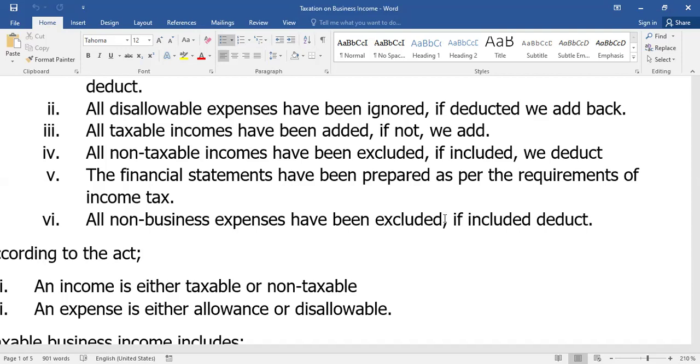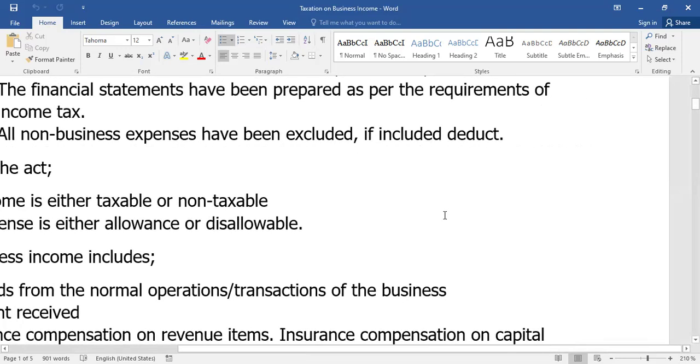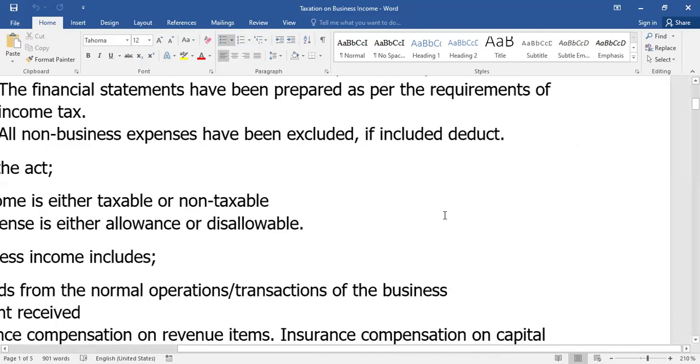So we have to be looking at the specifics, and that is where you normally see under the compensation of the insurance companies, when they are doing the compensation, they have to look at the risk that your asset is being exposed to. I will explain that further. The financial statement has been prepared as per the requirements of the income tax. Then all the non-business expenses have been excluded, even if included, we are going to be doing our deductions.